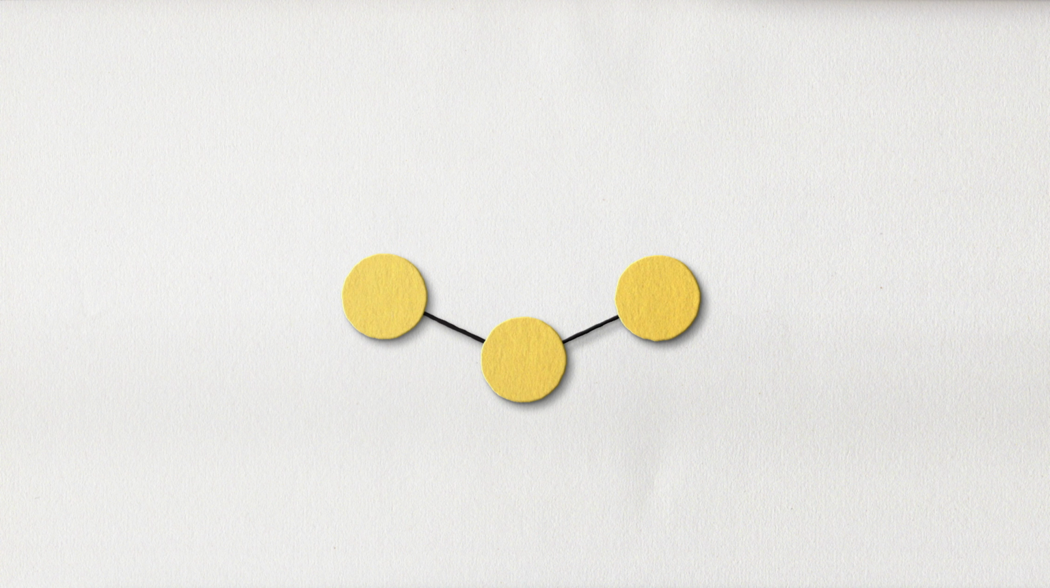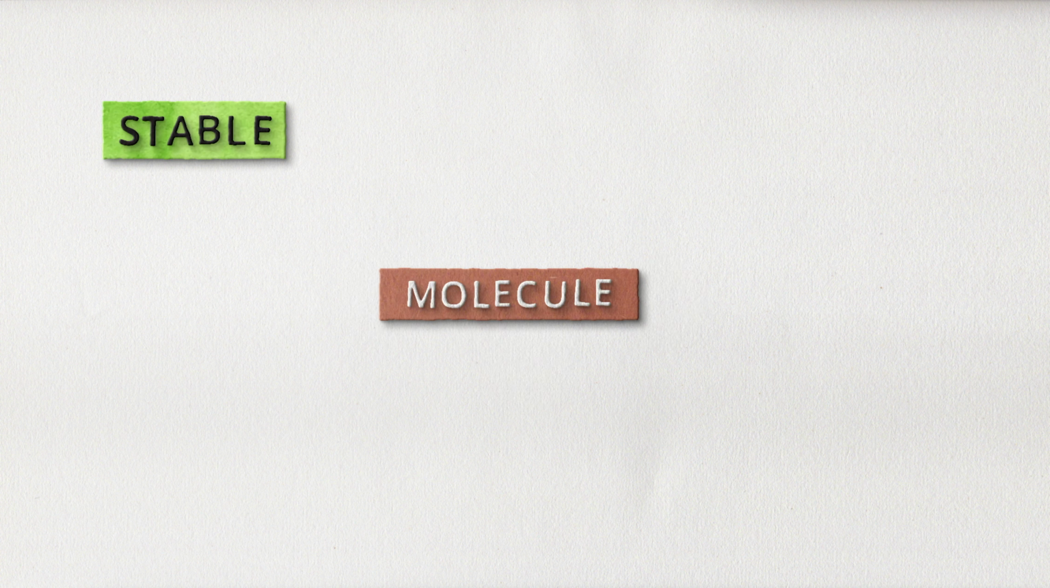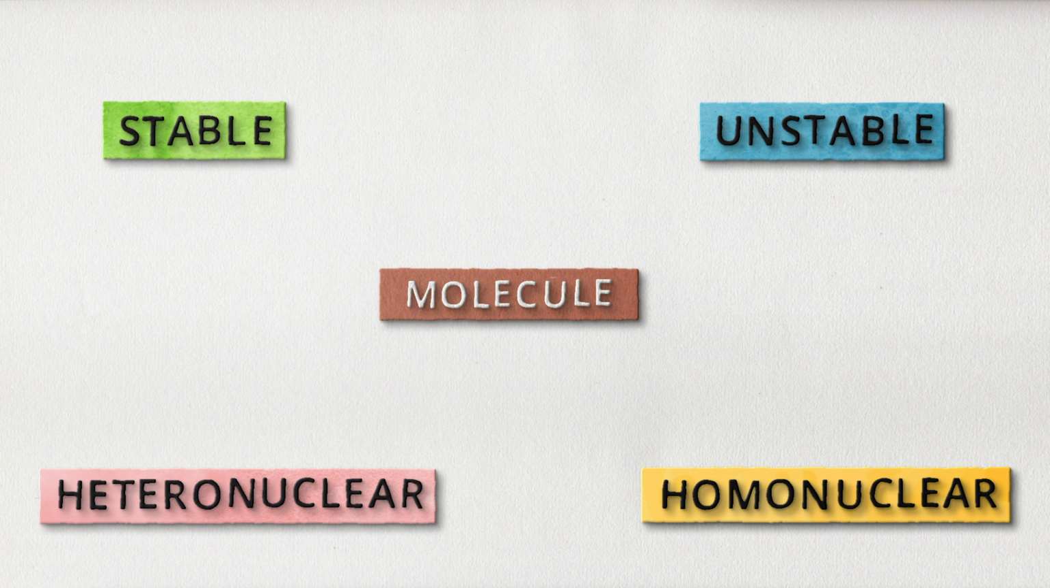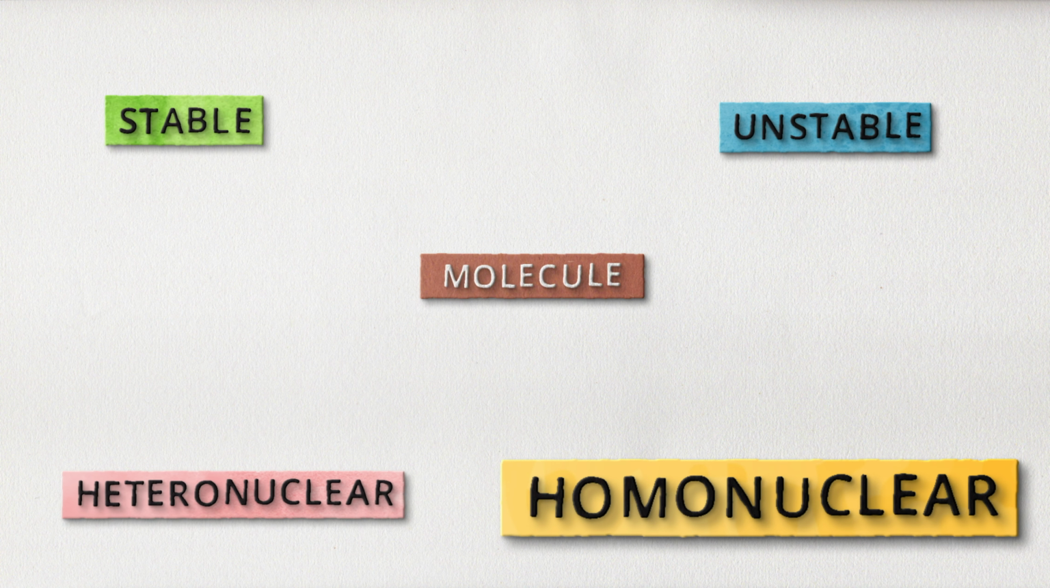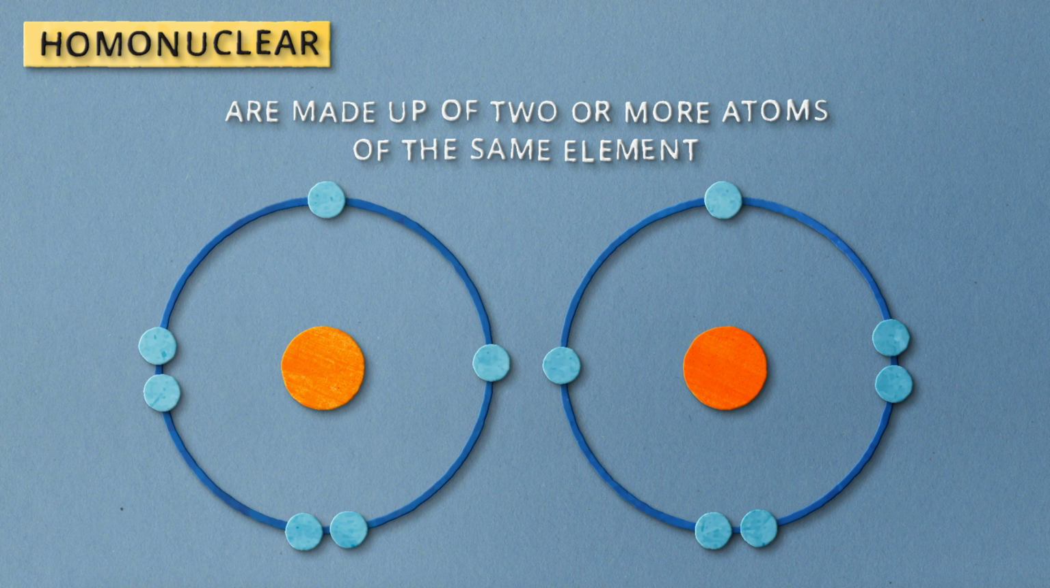When two or more elements chemically bond, this is known as a molecule. Molecules can be stable or unstable, and they can also be heteronuclear or homonuclear. Homonuclear molecules are made up of two or more atoms of the same element.